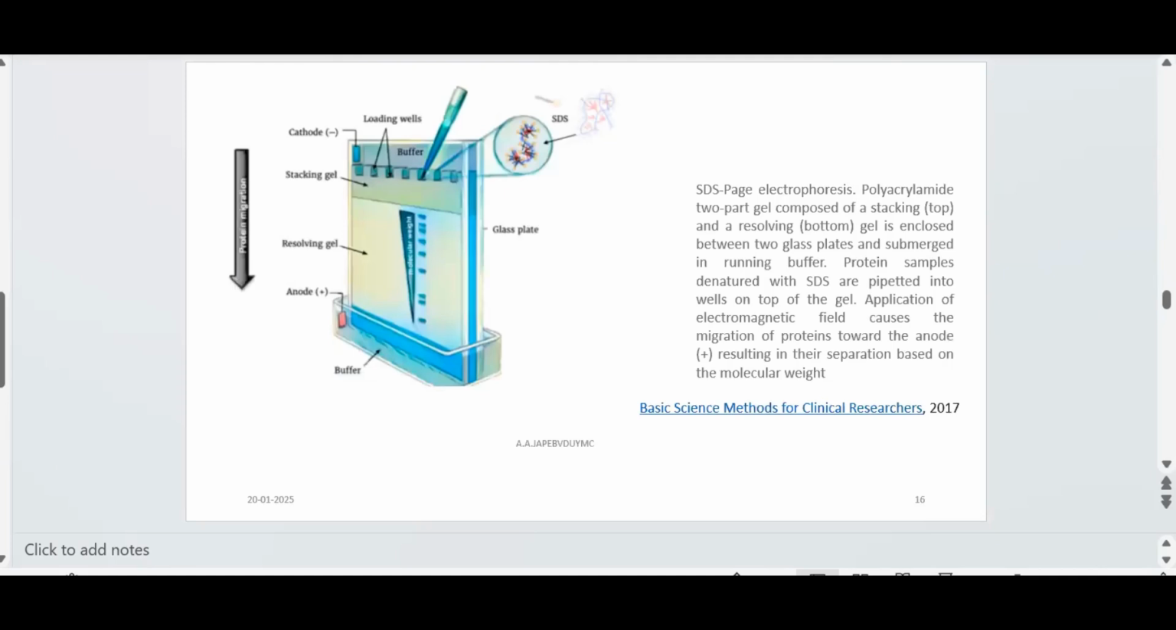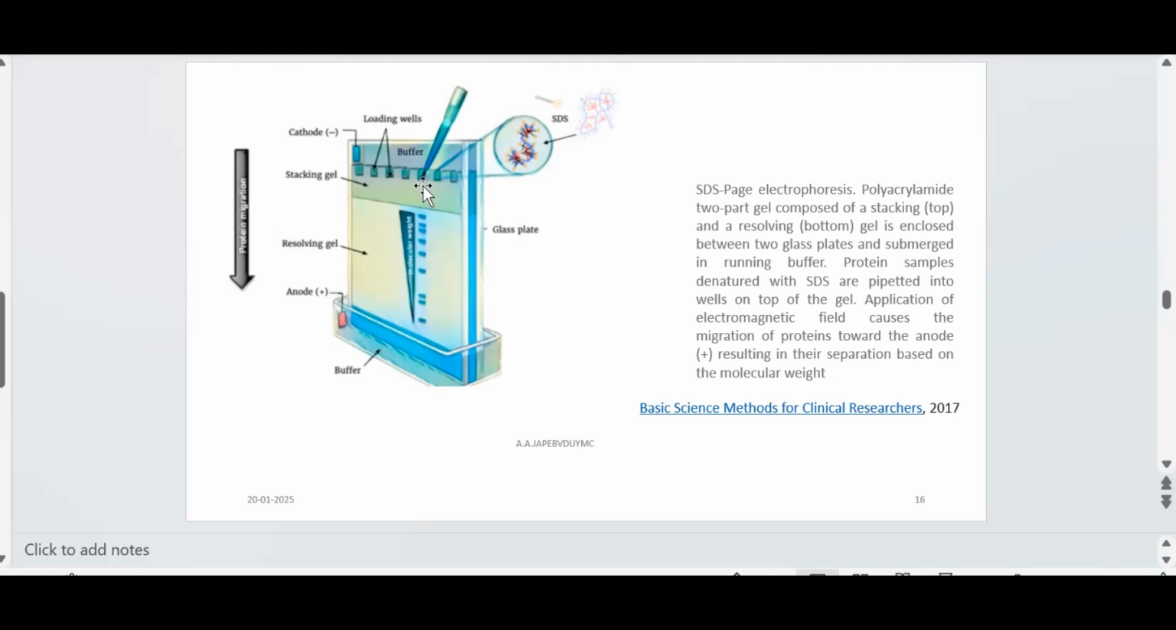Yeah, this one. Here you are able to see what I'm talking about, the stacking gel and the resolving gel. This is the resolving gel and this is the stacking gel. Here the compositions are a little different. The buffer system is also different. We have talked about it in detail in the previous discussion, right?